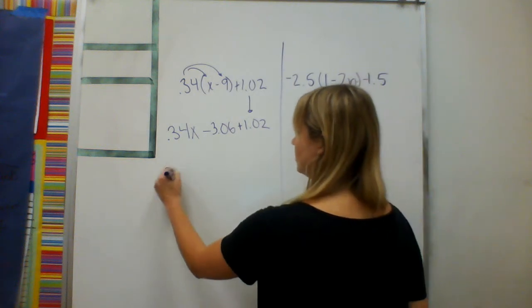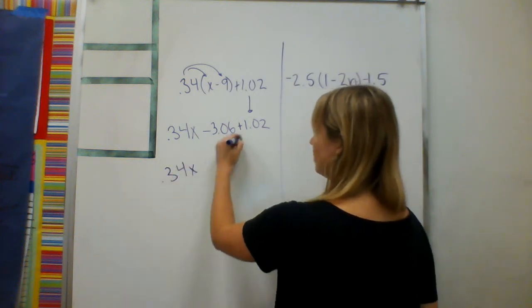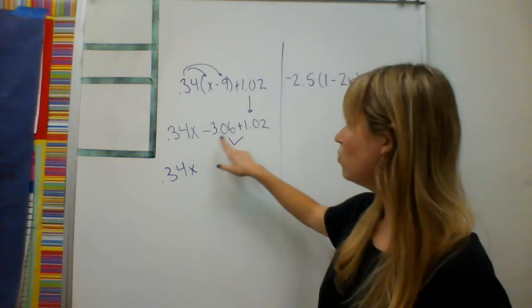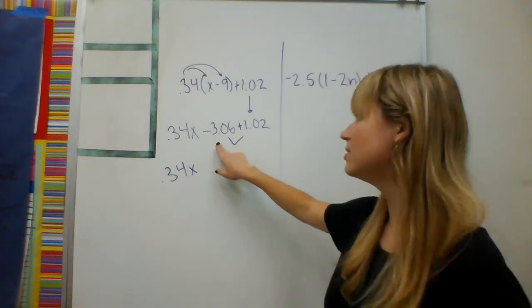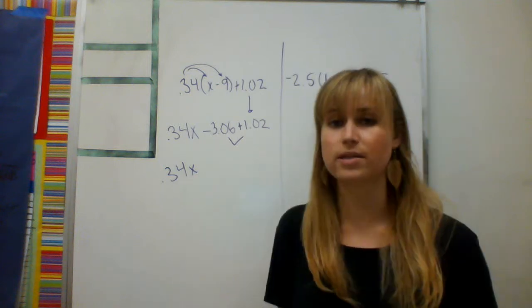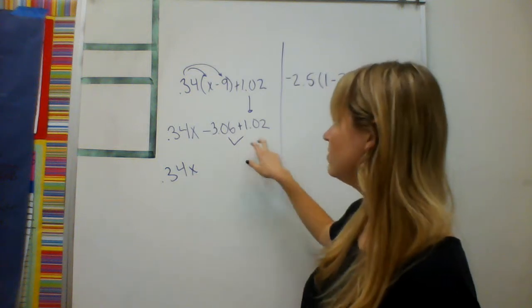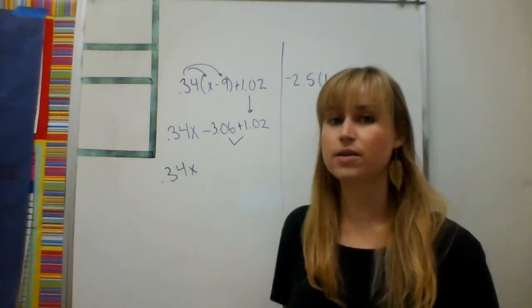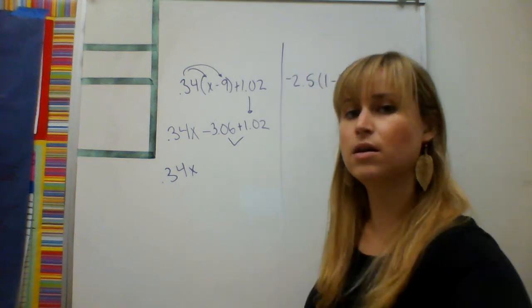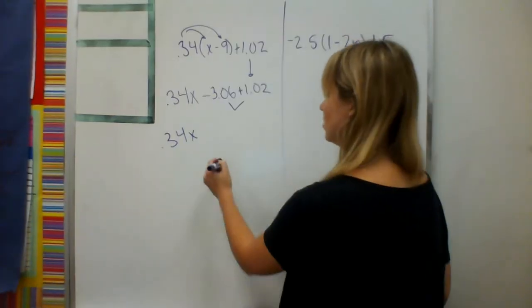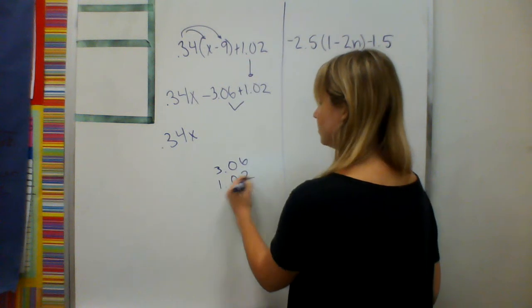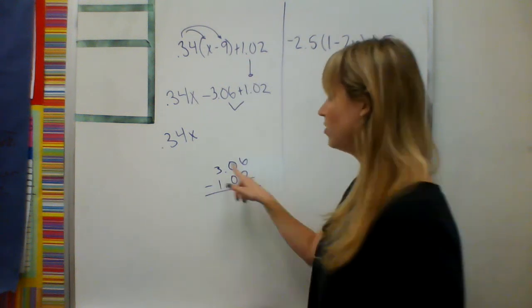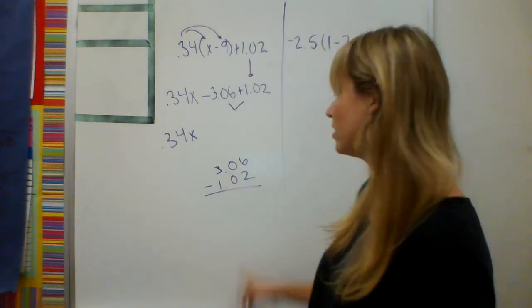So I'm just going to bring this down, and I can combine these. I have one positive and one negative number because this subtraction sign is telling me that 3.06 is negative. If I have different signs, I'm going to find the difference. I need to subtract. So I'm going to put 3.06 on top, 1.02 on the bottom, and subtract. Remember, you have to line up your decimals when you're adding or subtracting.